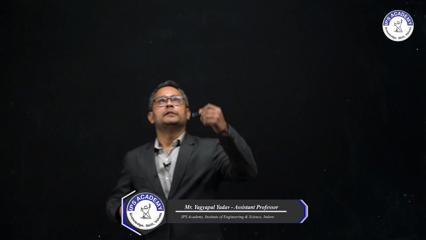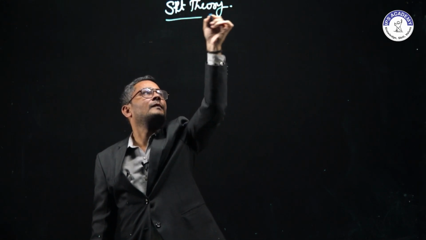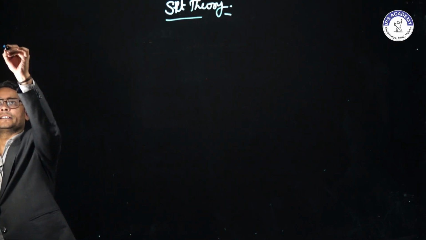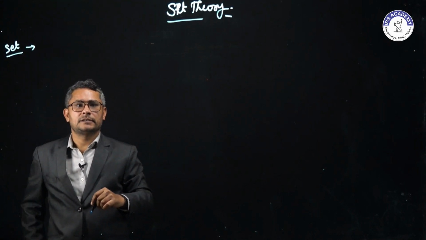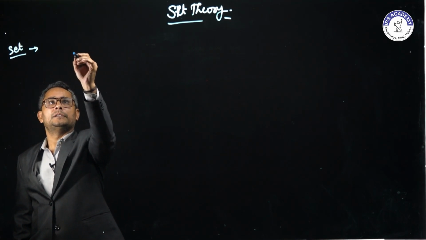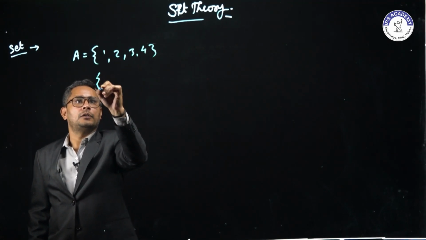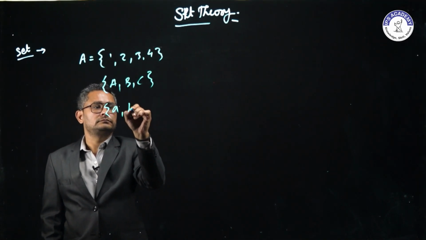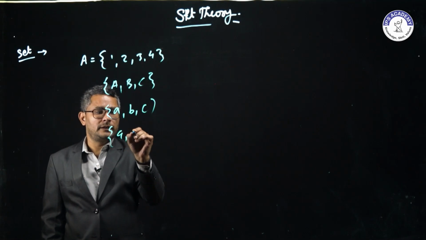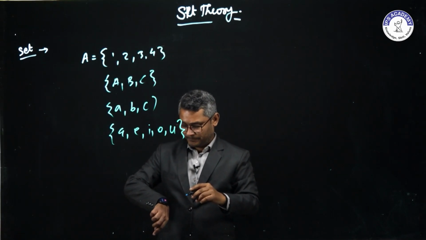So, today we study set theory. So, first, what is a set? A set is a collection of objects or elements. For example, A is a set, the collection of 1, 2, 3, 4, or A, B, C, or A, E, I, O, U. So, it is a collection of elements.